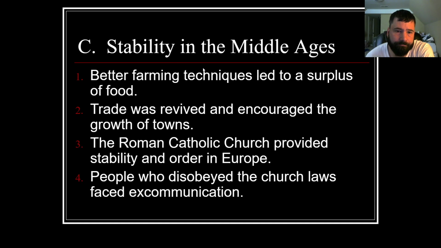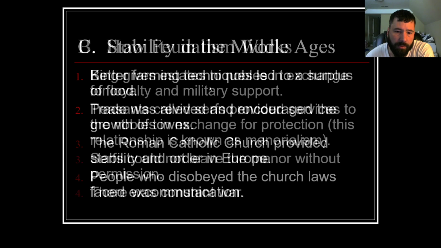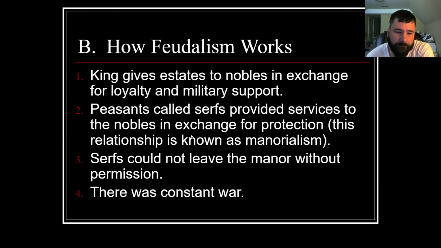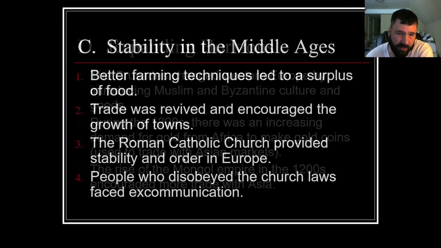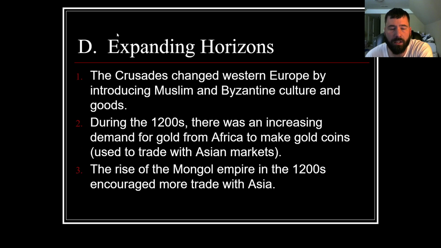Let me back up here for a second. Yeah. So again, I said the church provided stability and order in Europe, and people who disobeyed the church faced excommunication. All right. So the Crusades changed Western Europe by introducing Muslim and Byzantine culture and goods, right? And like we said, these Europeans wanted to find markets for those goods.